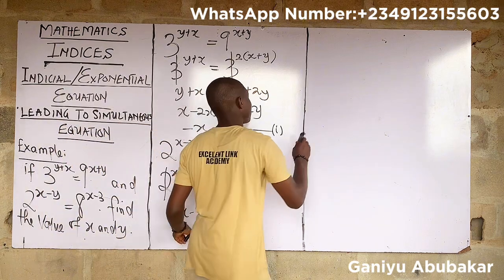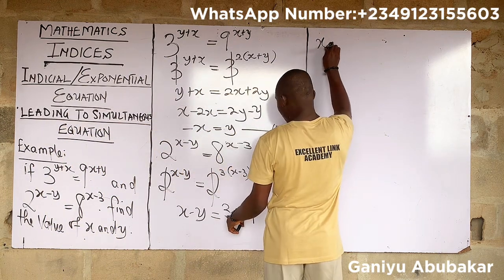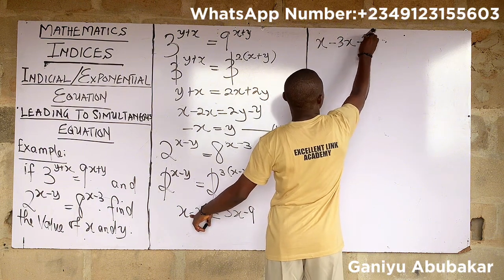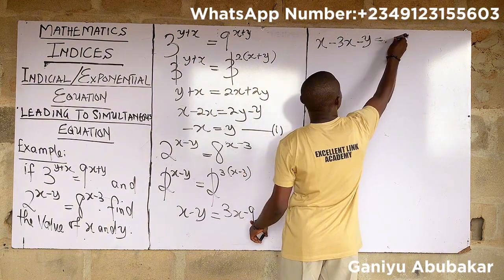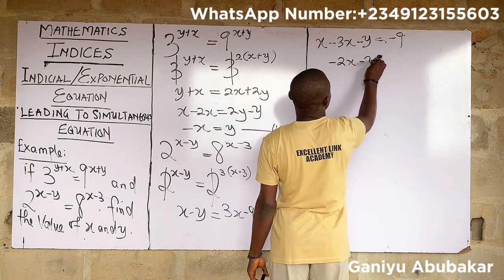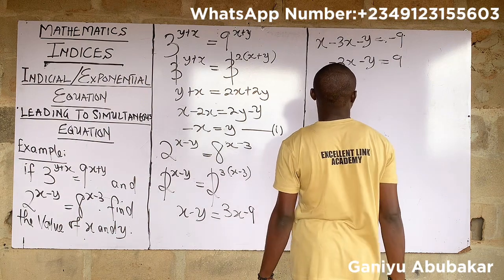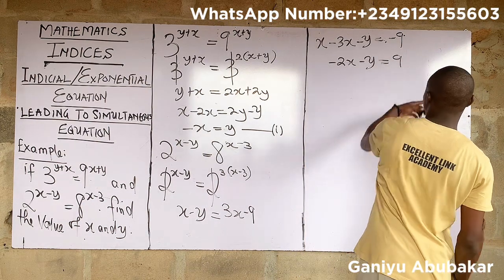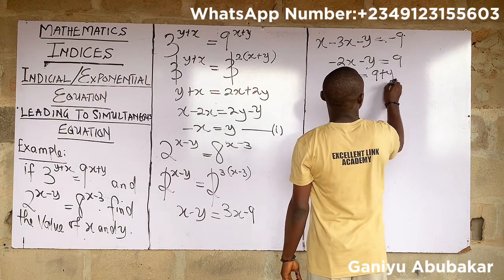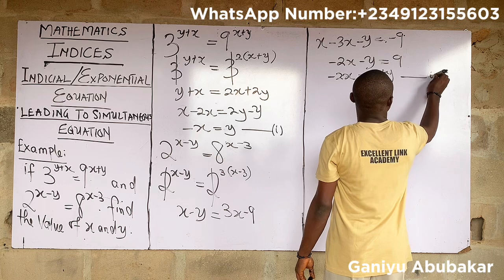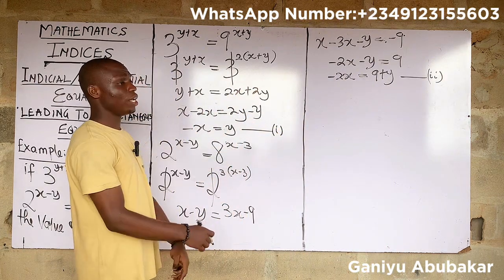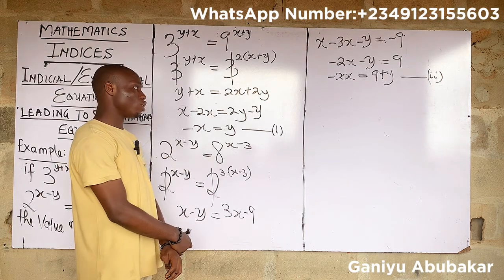I will have x minus 3x minus y equal to minus 9. So this will give minus 2x minus y equal to 9. Right? So I can take this y here. So I'll have minus 2x equal to 9 plus y. So I can call this one equation 2. So I'll solve equation 1 and 2 using simultaneous equation.